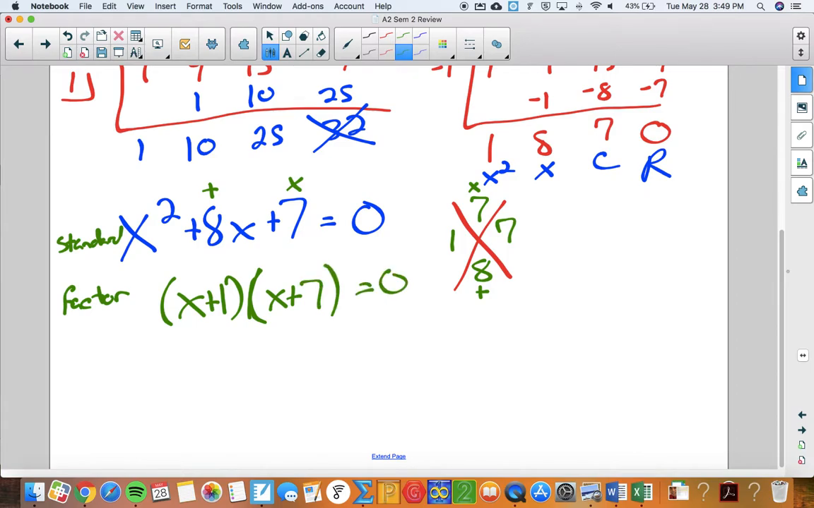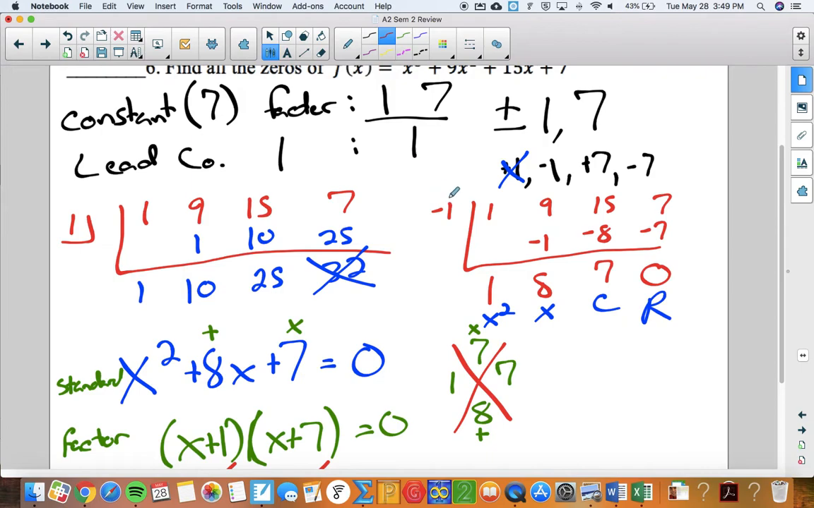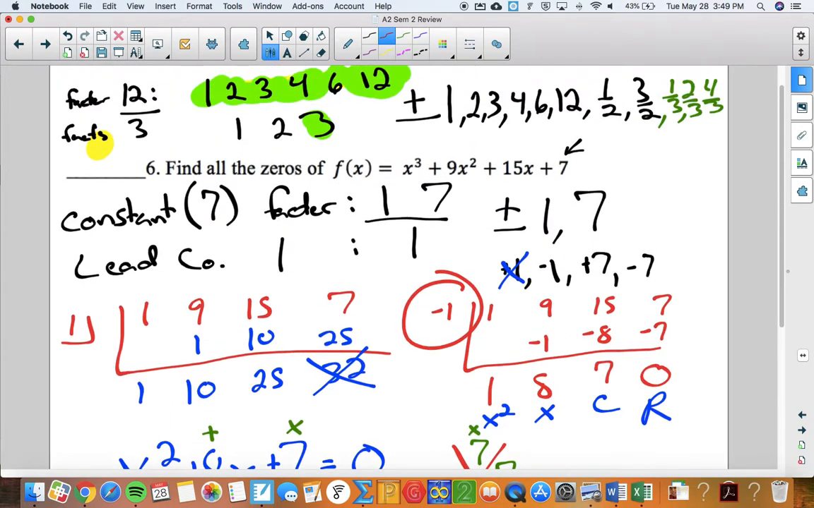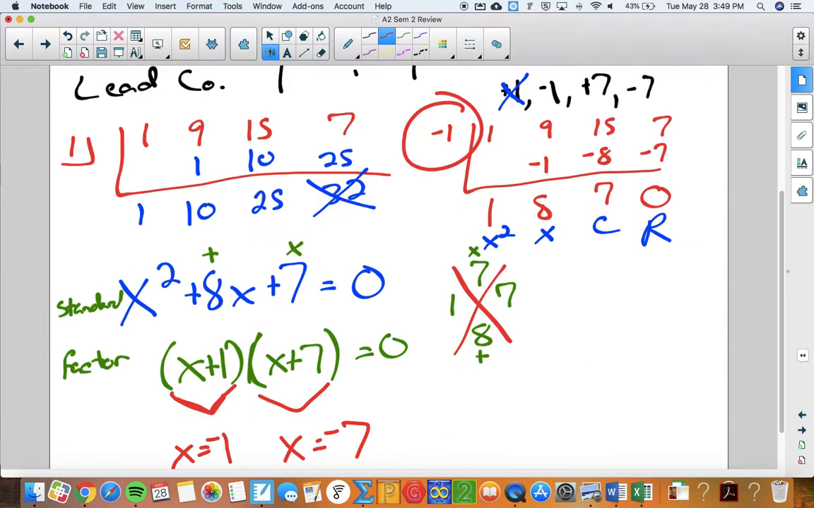Now that it's in factored form, folks, remember the zero product property tells us that anything times 0 is 0. So if I could make this whole parentheses become a 0, that'd be great. What makes it happen? If x is negative 1. That makes this 0, and 0 times anything is 0. I can get my other solution by figuring out what makes this equal 0, and it's negative 7. So my solutions are negative 1, which I got by using synthetic substitution, and negative 7. And by the way, you could just check the other numbers and get the zeros that way.